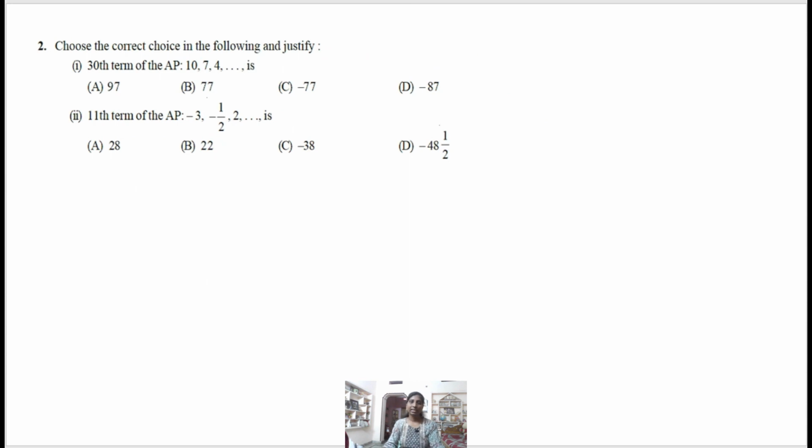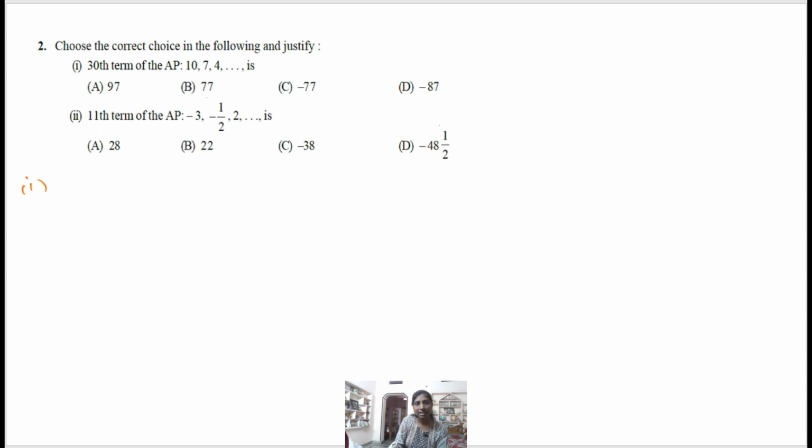Now let us read the question. Choose the correct choice in the following and justify. Okay, we have to choose the correct answer and we have to justify. Justify means we have to show that the particular answer is correct, but how, why. So it means we have to solve the question. Now let's solve the first question here.